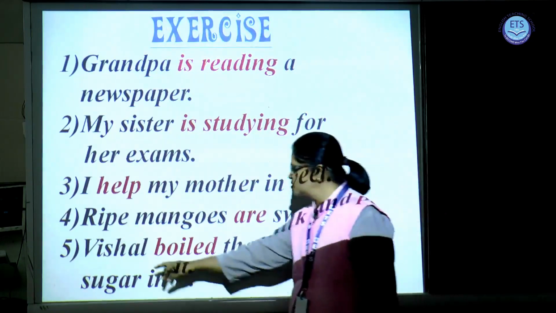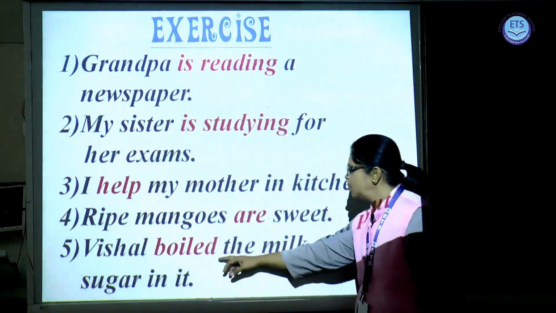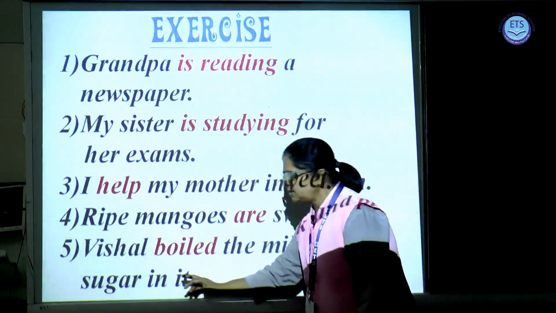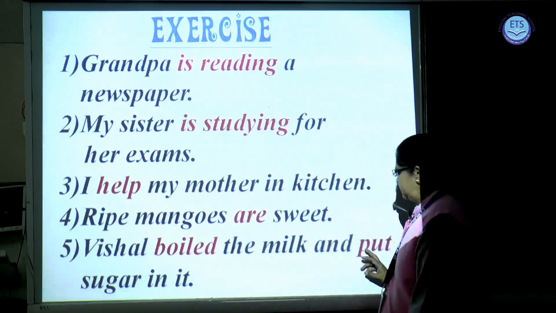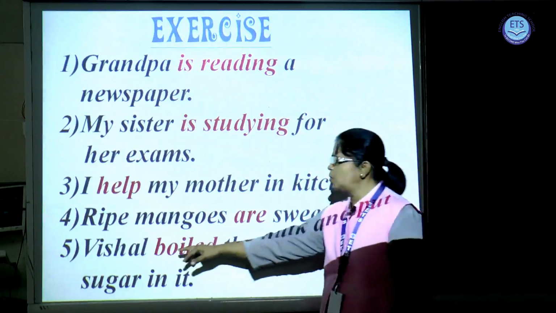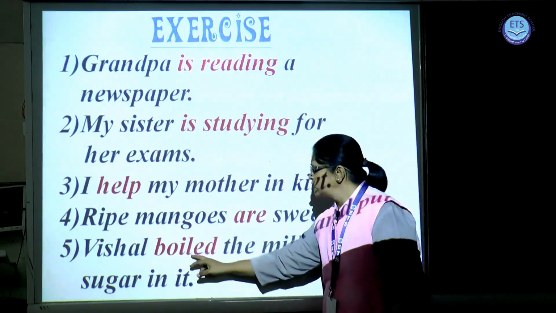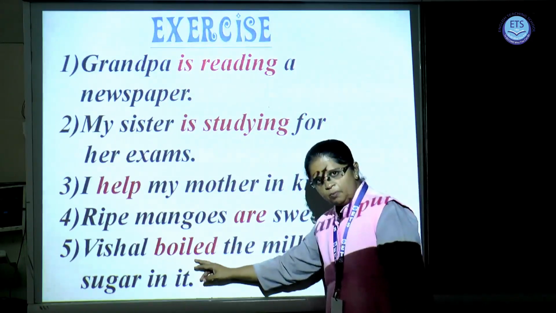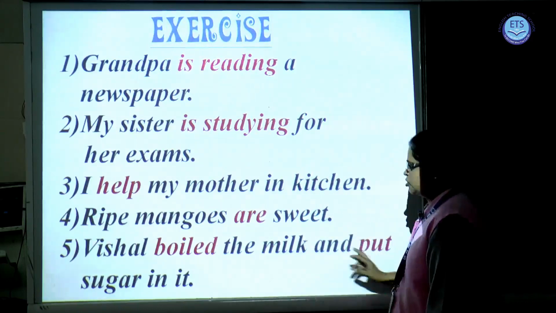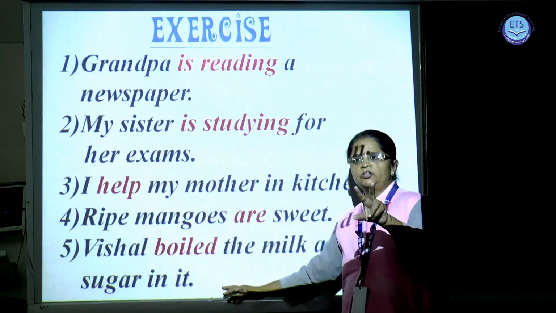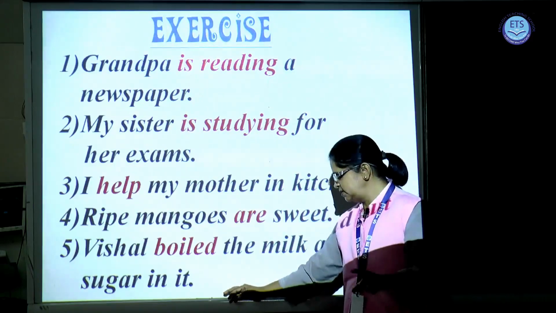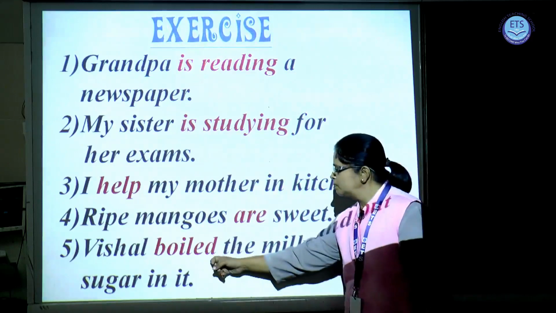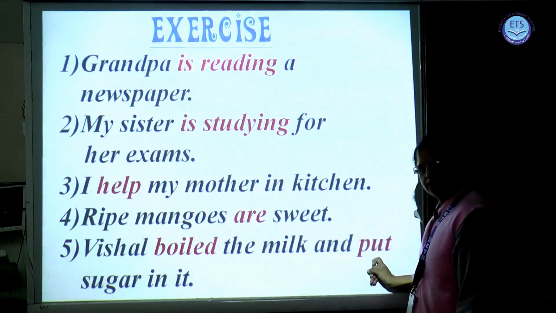Okay? And the last one, Vishal boiled the milk and put sugar in it. Now, here two verbs are given. The first thing Vishal has done is, Vishal has boiled the milk. Okay? And after boiling, he put sugar in it. So, two actions are done in one sentence, boiled and put. So, boiled and put both become verbs.